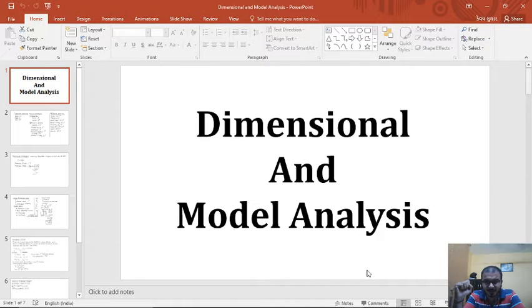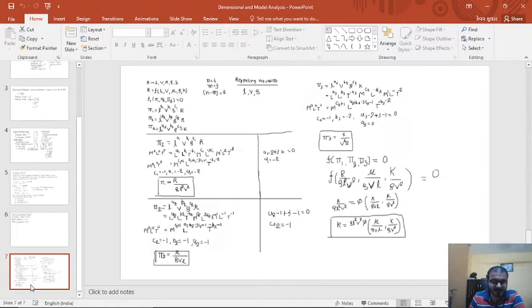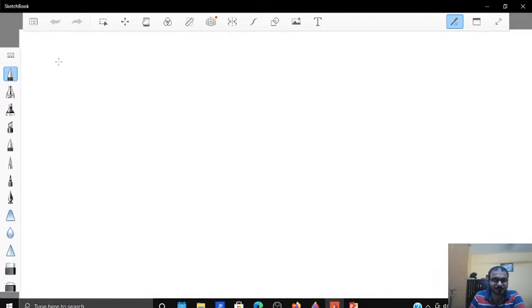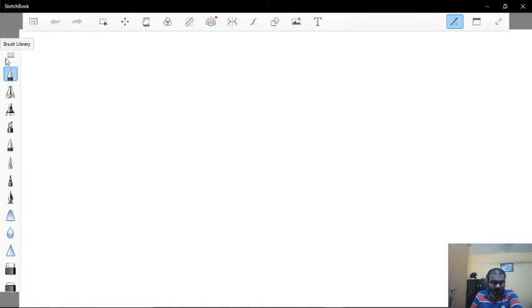We are continuing with our topic of dimensional and model analysis. In our previous lecture, we have completed till the Buckingham's pi theorem and we also took one example for the same. Now let's move forward with our new topic. The topic is model analysis. So first we will define what is model.